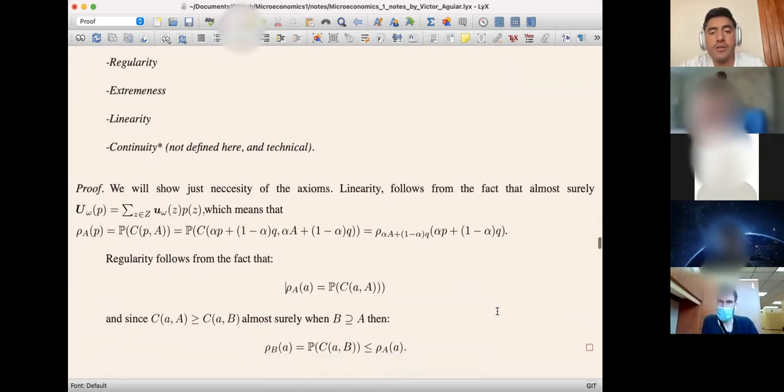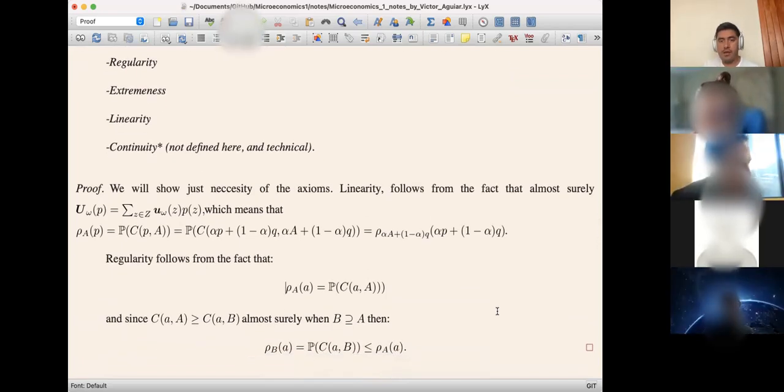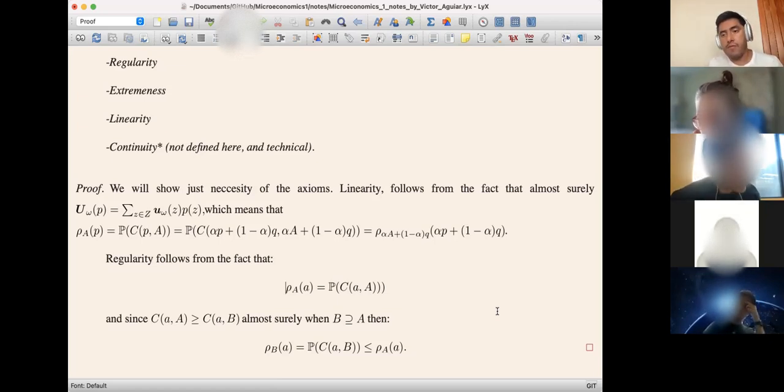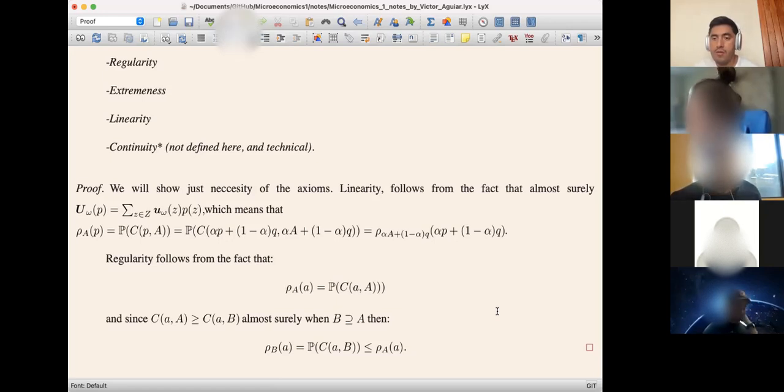So we will show first that we could do a mapping between this random expected utility and the general expected utility, in which I think expected utility was rationality plus independence. And here for rationality, we have regularity, and for independence, we have linearity. Yeah, that's a good way to see it. Great, thanks.